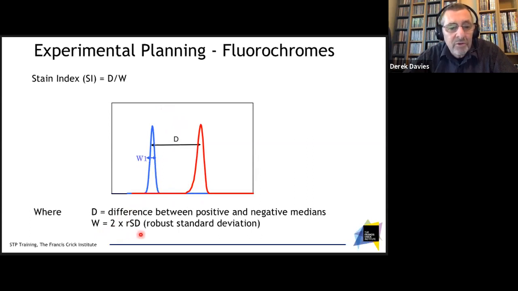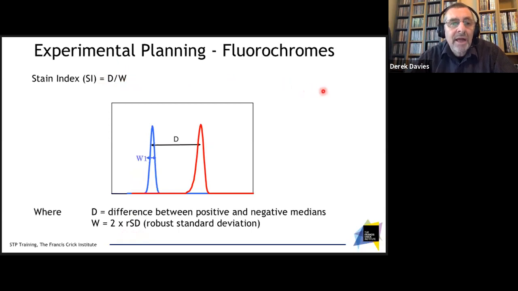Now, as I'm sure you're all aware, standard deviation is a measure of data spread, and it's normally statistically derived by looking at the distance of each point from the mean of the population. The robust standard deviation is using, rather than the mean of the population, the median of the population. So it's derived by looking at the distance of each point from the median rather than the mean. Again, we do that because the median is a little bit less influenced by outliers than the mean. So I can calculate that stain index, and that will give me a number.